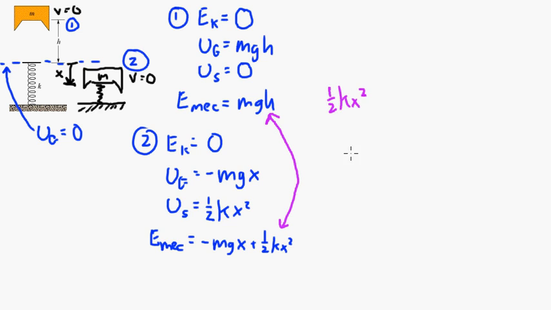I'm rearranging things slightly, so I'm taking the bottom here. 1/2 kx squared minus mgx, and this is going to be equal to this, but instead what I'm going to do is go minus mgh equals 0. And now what we have is a quadratic in x. And this is going to be a little annoying to solve. So let's see if there's anything we can do to make this a little easier.